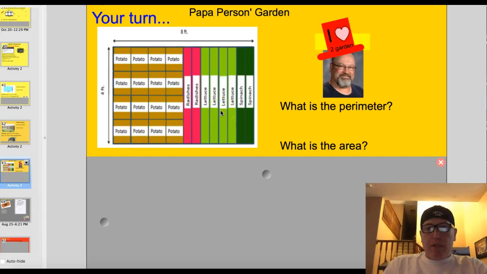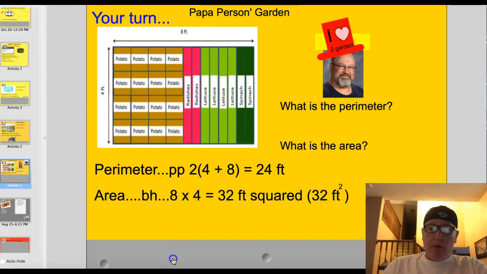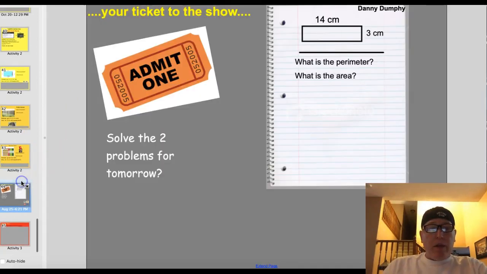How about old Papa Person's garden here? Go ahead and see if you can figure out what the area and the perimeter of this garden would be. He's even got it all laid out there for all his veggies. All right. Well, perimeter, 4 plus 8 plus 4 plus 8. Pretty slam dunk there. Or 2 times 4 plus 8, if you'd like to think about it that way. It's 24 feet. And the area, that's going to be the base times the height. Now, they didn't label the base down here, but it's going to be the same as this, right? So it's still going to be 8 times 4, base times height, which is 32 feet squared.